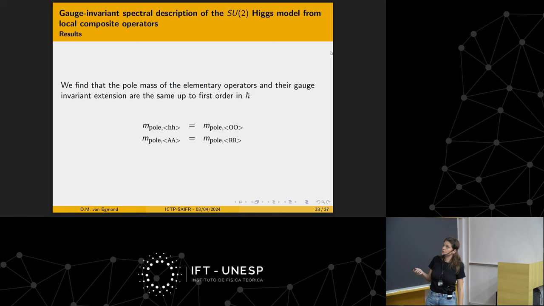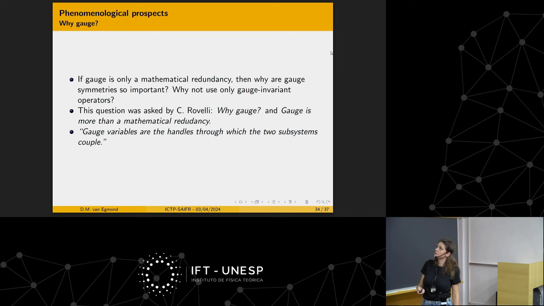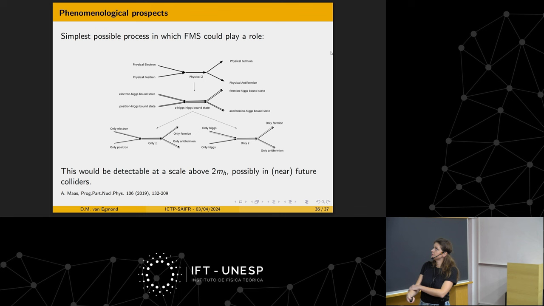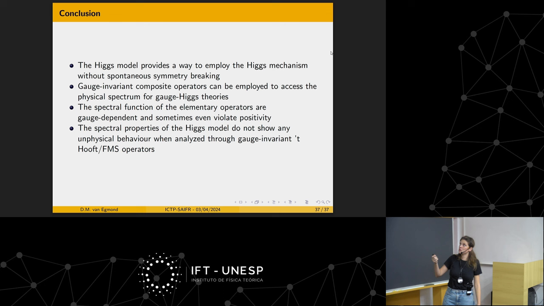So to have some time for questions, I will just tell you my conclusions. My conclusions are, the Higgs model provides a way to employ the Higgs mechanism without the idea of spontaneous symmetry breaking, and obtains the same results that were so powerful from the original formulation. Gauge invariant composite operators can be employed to access the physical spectrum for gauge Higgs theories. So these are these spectral density functions that I showed you.